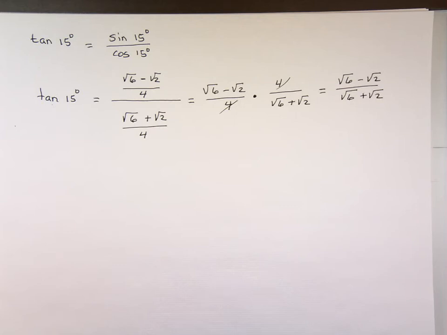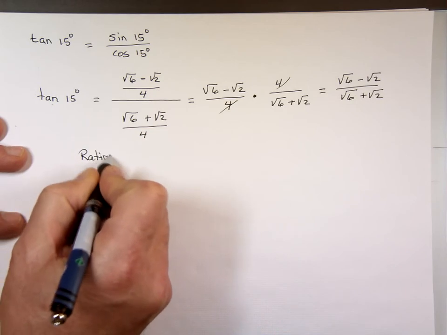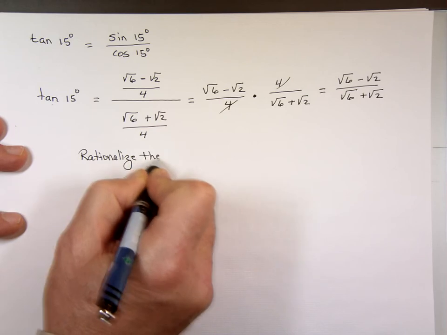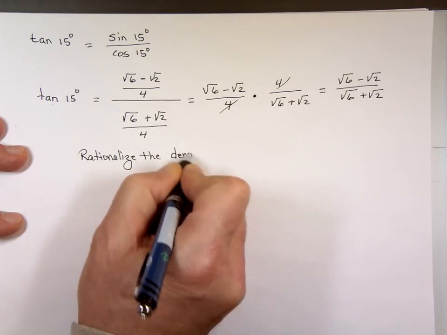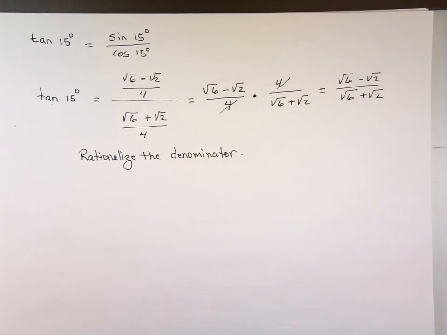No math book will leave the answer like this. Not just the software. They don't like to see square roots in the bottom. That means you got to do what? Rationalize the denominator. How do you rationalize the denominator? You multiply by what?